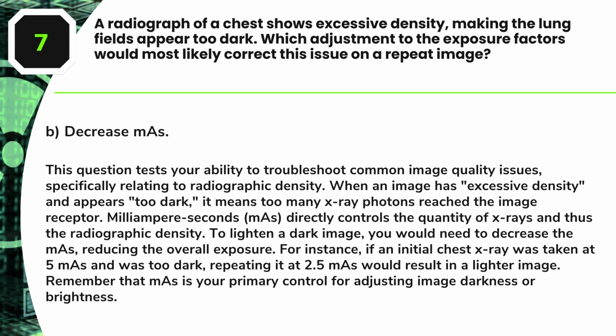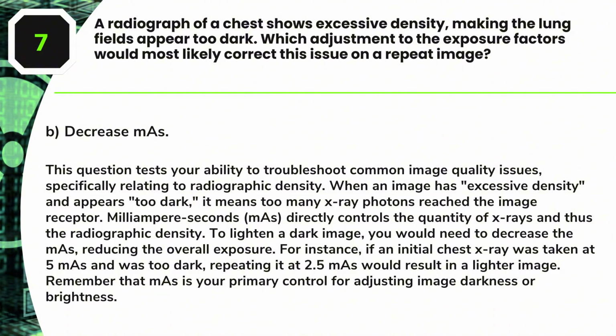Answer, B. Decrease mAs. This question tests your ability to troubleshoot common image quality issues, specifically relating to radiographic density. When an image has excessive density and appears too dark, it means too many X-ray photons reached the image receptor. Milliampere seconds, mAs, directly controls the quantity of X-rays and thus the radiographic density. To lighten a dark image, you would need to decrease the mAs, reducing the overall exposure.